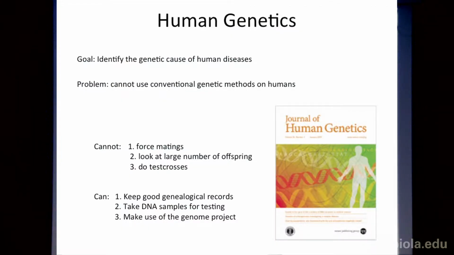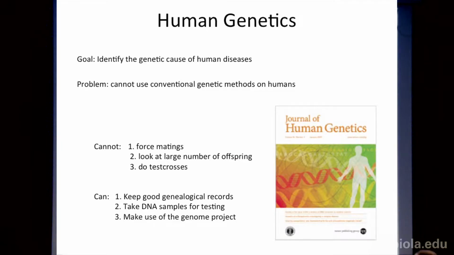So you can't look at large offspring numbers, and like I said, you can't do a test cross, right? You can't force matings, nor can you force people with certain traits to mate, right? Now what you can do, and the techniques that you're going to have to use, is number one, you can take good genealogical records. So we're going to rely heavily upon what has happened in the past, right? You can't set up the cross that you want to do, but you can go back in history and keep good genealogical records and watch how a trait has been inherited over generations, okay? We can take DNA and we can sample people.